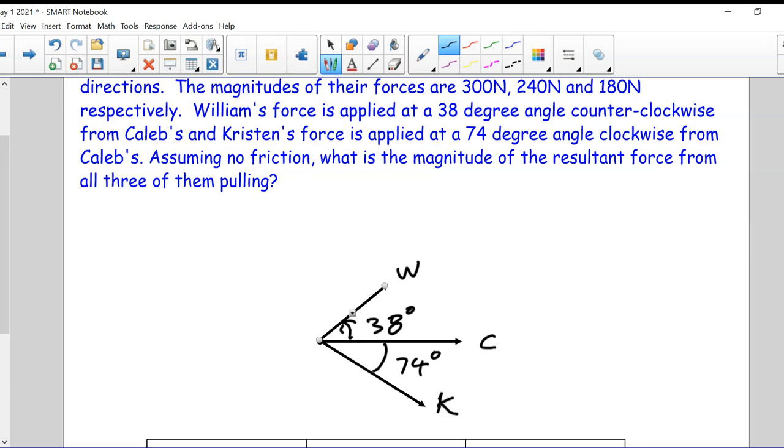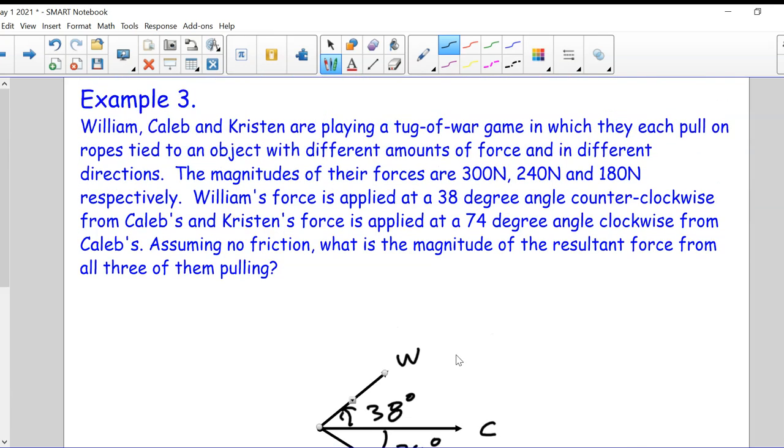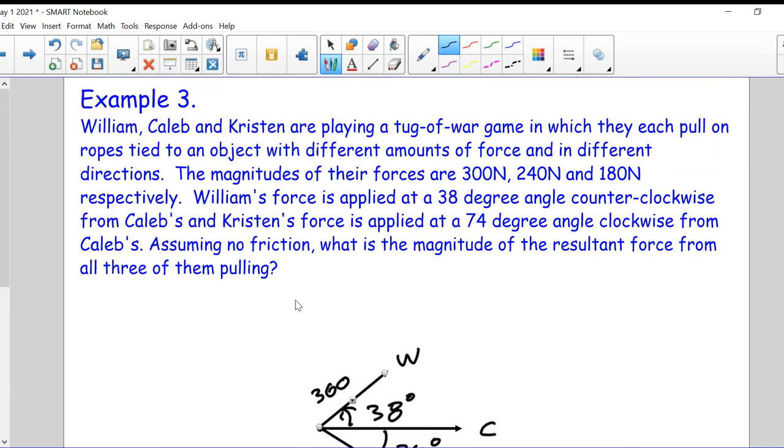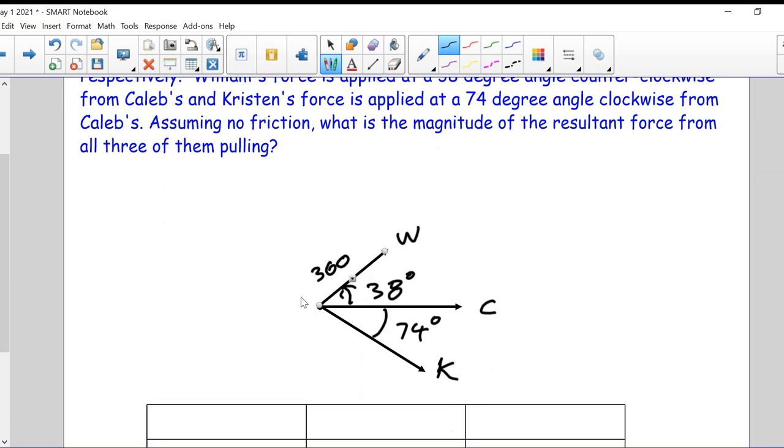Now, the relevant numbers I'm going to put on these. Let me just make sure it's in the right order. Oh, no, I don't have it in the right order, actually. William is the one who is 300. So this is 300 here. I'm going to try to draw this a little bit more to scale in a minute. So William is 300. Caleb is the second one, who is 240.